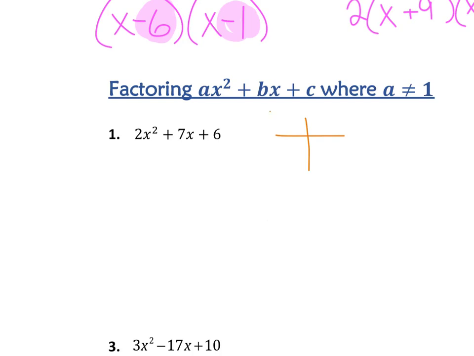Here I want to put factors of A times C that are going to add up to B. So A is the number in front of your squared term. 2 times 6 is 12. And they have to add up to 7. So now, because my product is positive, 12 is positive, the only way I could get a positive number if I'm multiplying 2 is they both have to be positive or they both have to be negative. Because I want them to add up to +7, they're both going to be positive.